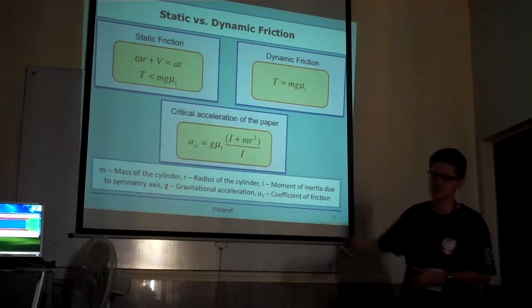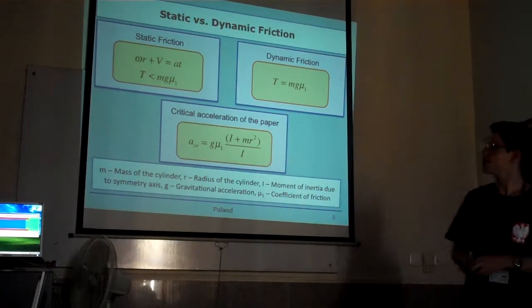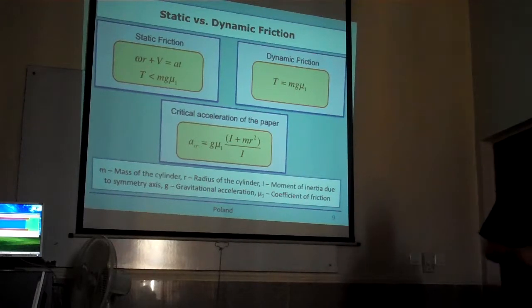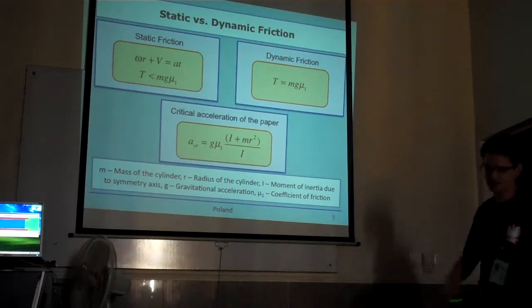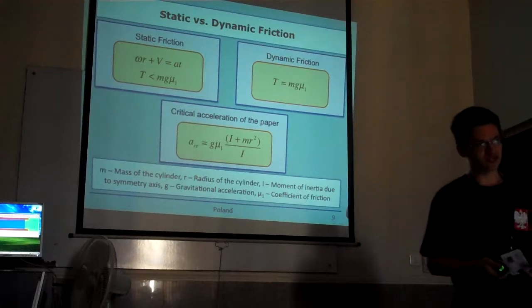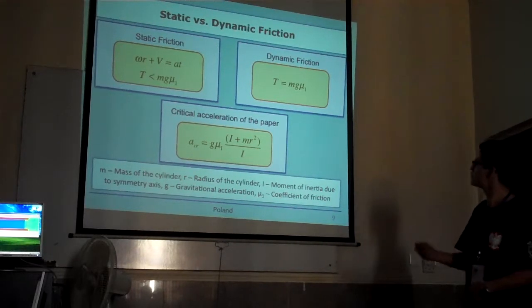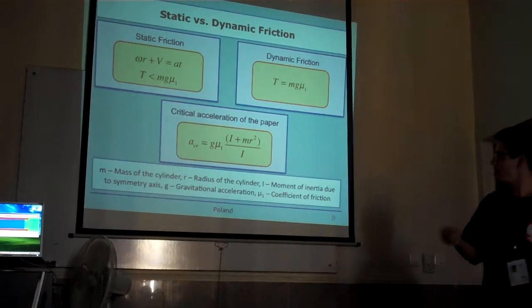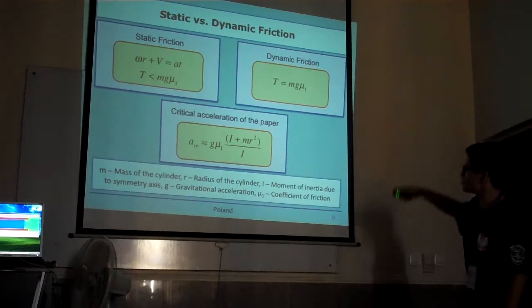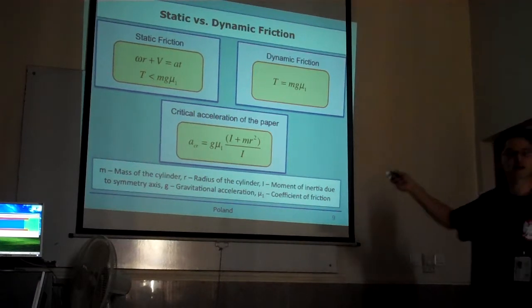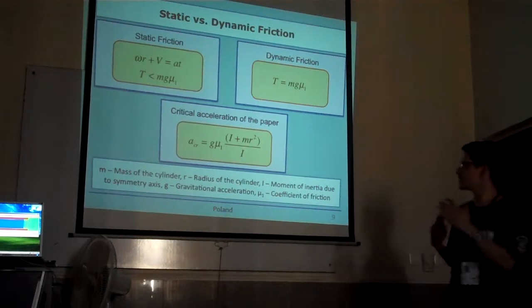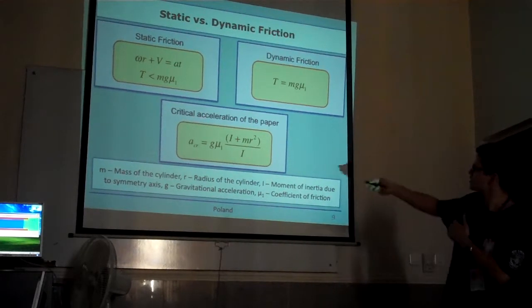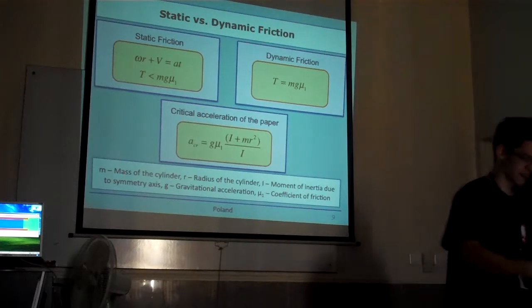This equation represents that there's no movement between the cylinder and the paper at the point of contact. And this equation tells us that for dynamic friction, the value of friction force is constant, equal to mass times gravity times coefficient of friction between surfaces. We can also find a critical acceleration which tells us when we talk about static friction or dynamic friction.